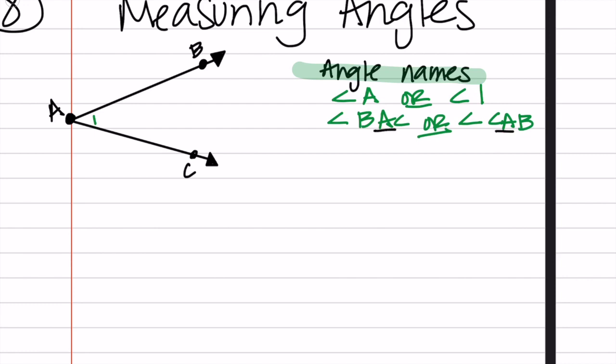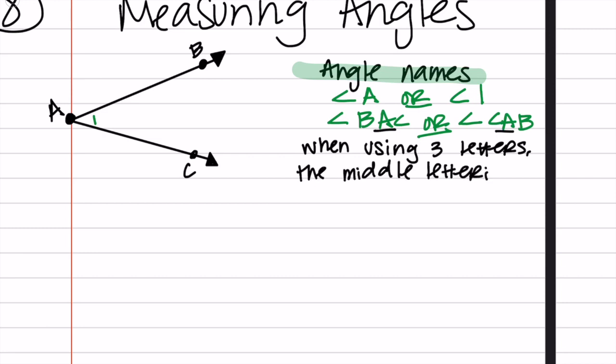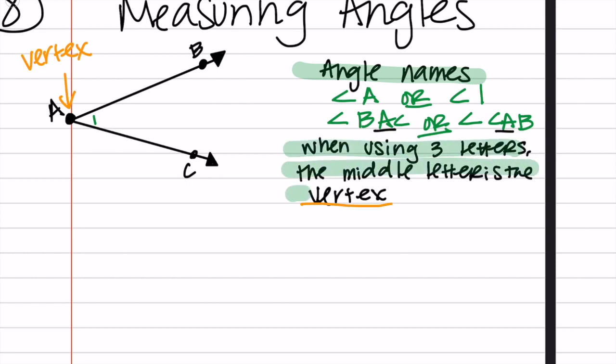Now notice the middle letter. That's the vertex of the angle. So I want you to write this note down, and then we're going to highlight it. When using 3 letters, the middle letter is the vertex. And we're going to be using our other color here and label our vertex, which is point A. And we're going to go ahead and again highlight this out. This is super important when you're writing this.